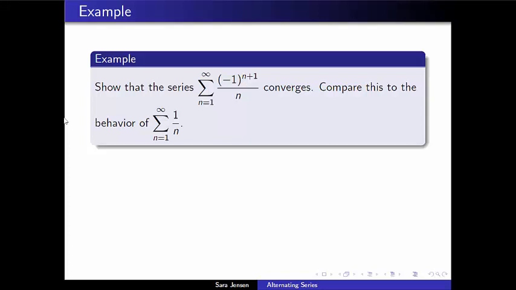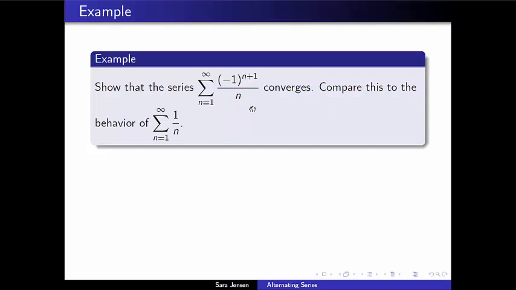I'd like to do a second example using the alternating series test, not because the test is particularly hard, but to show you a slightly different behavior than what we saw in the previous example. So the next series I would like to consider is the alternating series that starts at n equals 1 and goes to infinity and has just an n in the denominator.